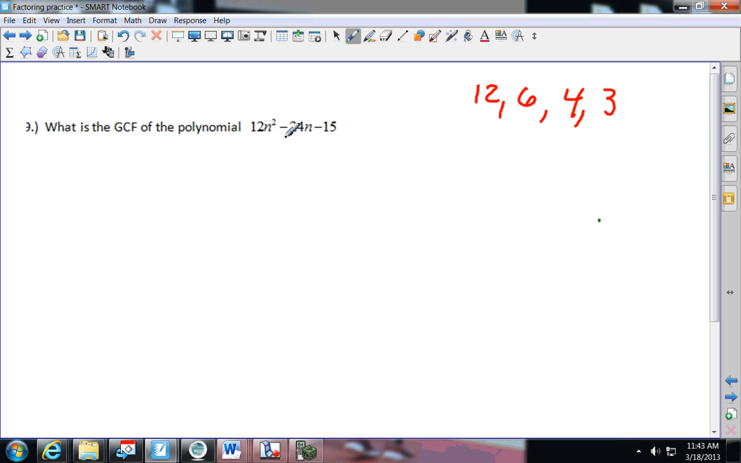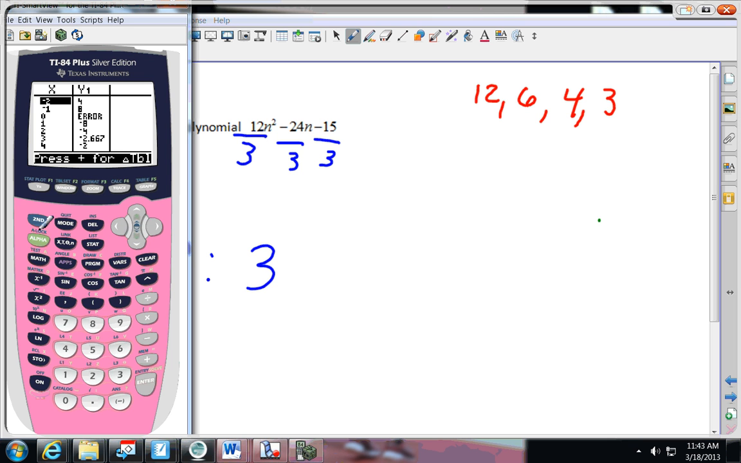Okay, does 3 go into 24? Yes. Does it go into 15? Yeah, because I can divide each one of these things by 3, and it works out. But they didn't ask us to do that. They just wanted to know what's the GCF. GCF is 3.